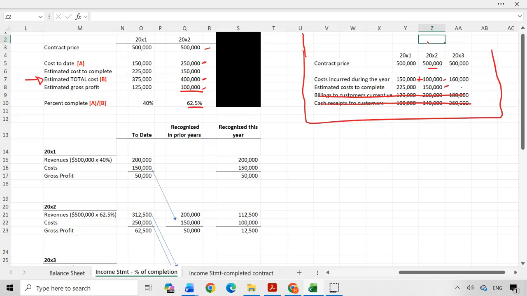Now let's calculate the percent that we're going to recognize for revenue. The way we do that is we take our total costs that we've incurred to date divided by our estimated total cost. So we're going to take the $250,000 divided by $400,000, which gives me 62.5%.